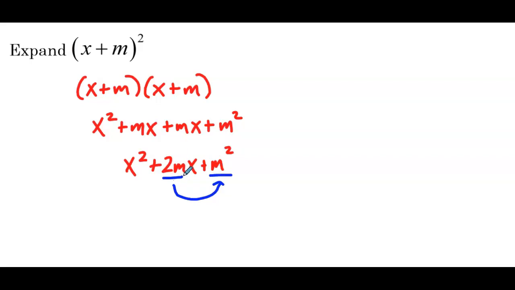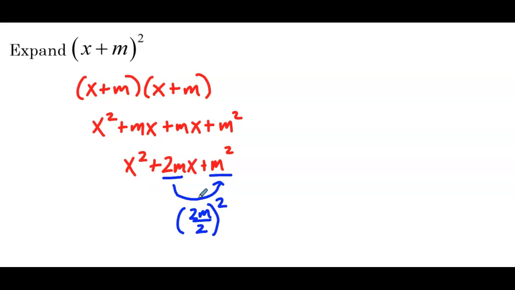Well, what I see is I can take half of 2m, so I can divide it by 2. If I do that, I would just get m, and then if I square the result, I would wind up with m squared. So if I'm looking for the constant term to create a perfect square trinomial, I'm going to take the coefficient of x, halve it, and then square it.